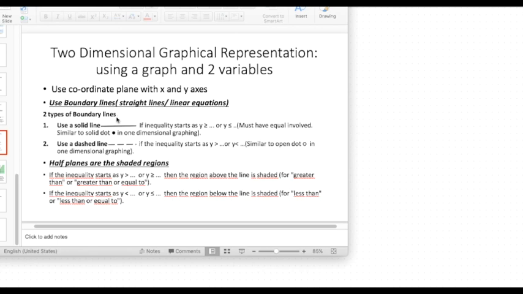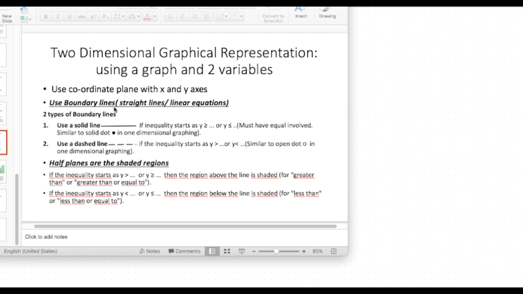There are 2 types of boundary lines. Use a solid line like this if the inequality starts as a y is greater than or equal to, or y is less than or equal to. So in other words, you use a solid line whenever you have equal to involved. This is similar to your solid or closed dot in the one-dimensional graphing. And then you use a dashed line if the inequality has greater than or less than. This is also similar to the open dot in your one-dimensional graphing. No equal sign is involved here at all. So you must have some opening of this line here, right?